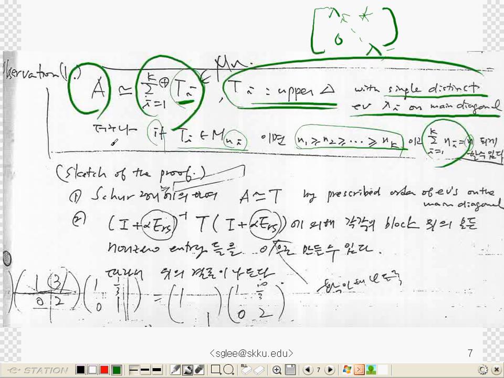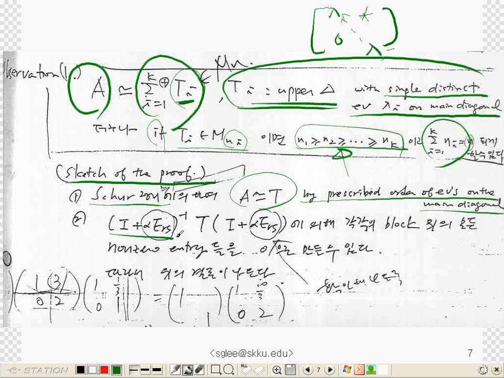This is the process by which we go to the final version of the Jordan canonical form. Here's the sketch of the proof. By the Schur theorem, A is similar to an upper triangular matrix T with a prescribed order of eigenvalues on the main diagonal. So we just order the diagonal entries with the number of the algebraic multiplicity of each eigenvalue.